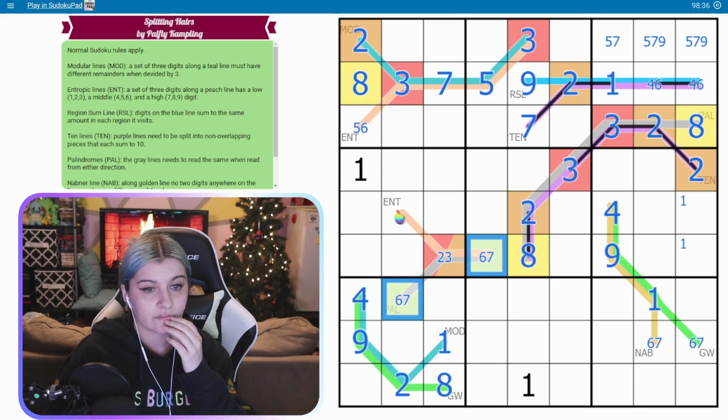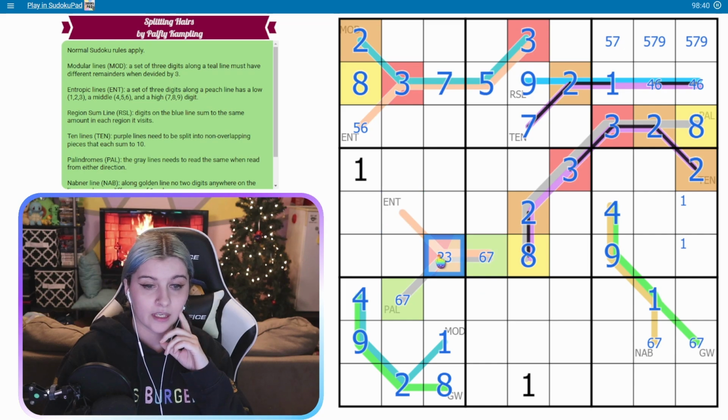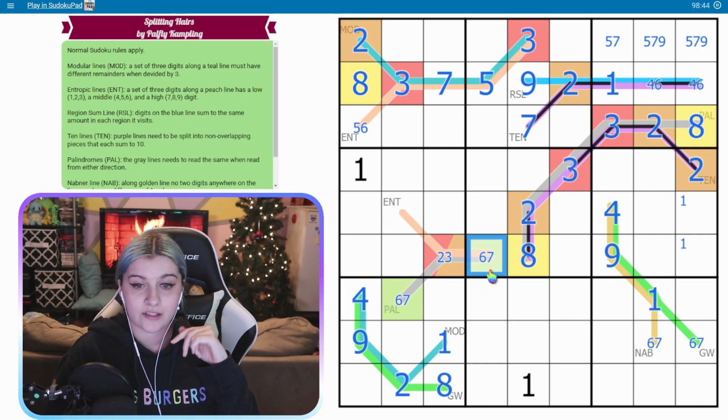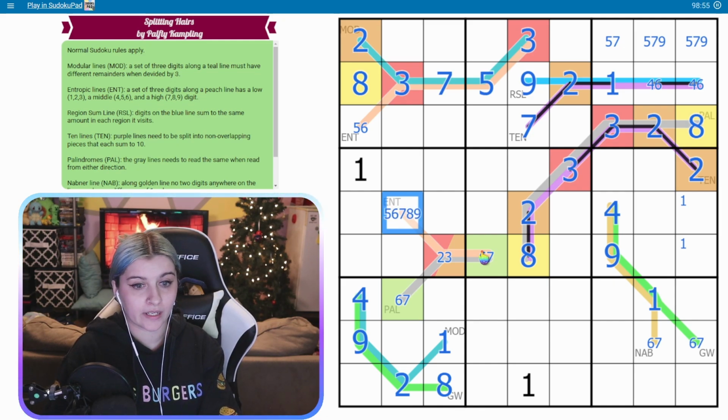For entropic, which is 1, 2, 3, 4, 5, 6, 7, 8, 9, if this is a 2, 3, this would need to be a 4, 5, 6, or a 7, 8, 9. So if this is a 6, this is a 7, 8, or 9, which it does not see any of. If this is a 7, this is a 4, 5, 6. It sees a 4. Okay, so those are my options there.